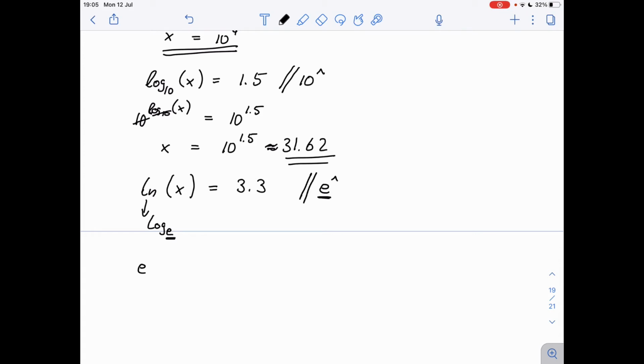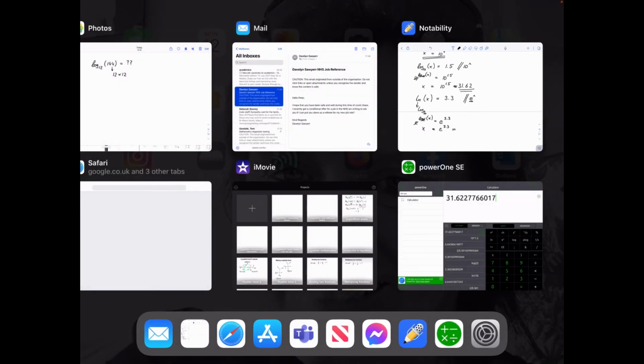So we have e to the power of, and I now write, just to make it clear, log e of x equals e to the power of 3.3. And what we see again is e and log e, or ln, cancels out, and on the left hand side we have x equals e to the power of 3.3, and again we can put that in the calculator.